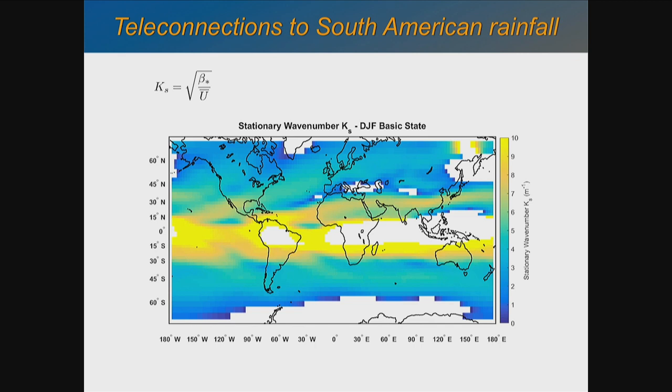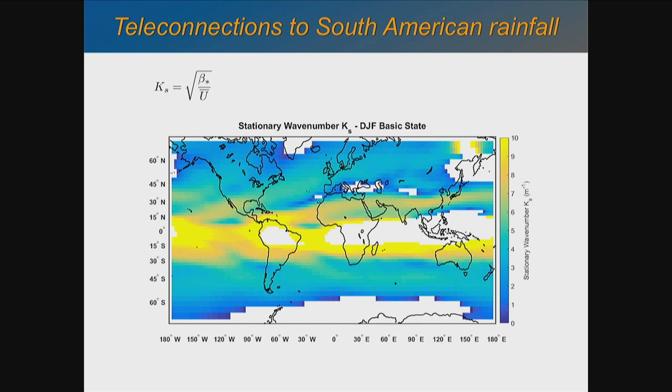They're attracted towards low values of this, and they're not allowed to go into these white areas where we have easterlies and the wave number is not real. So there's no propagation in those areas, but crucially, there is propagation in this area, and we're interested in the rainfall here over Sao Paulo. So what could influence it? That's the question we're asking: what kind of teleconnections could influence rainfall in that region.